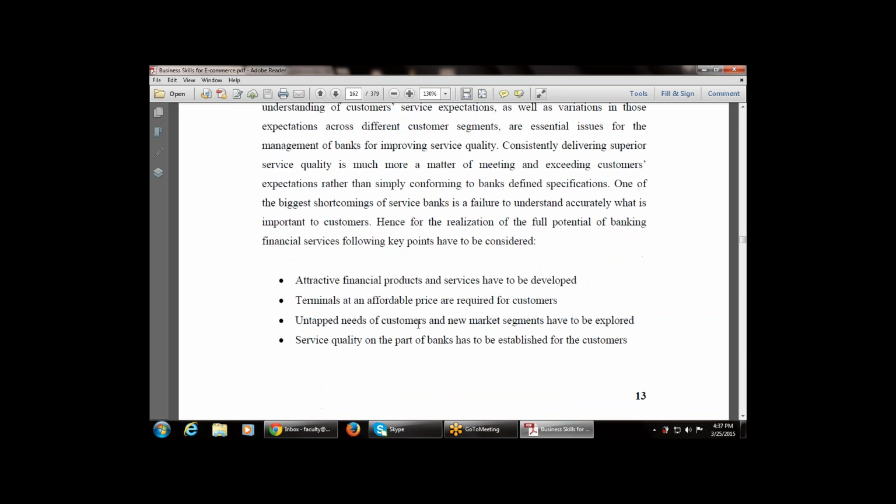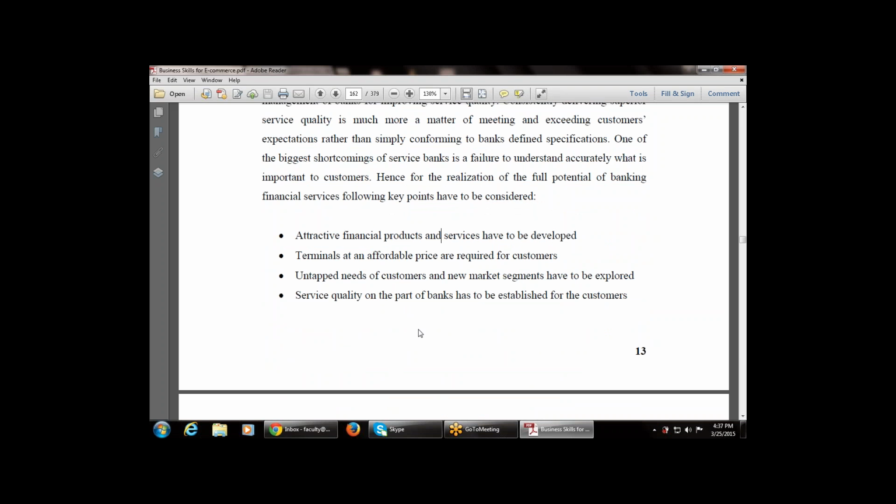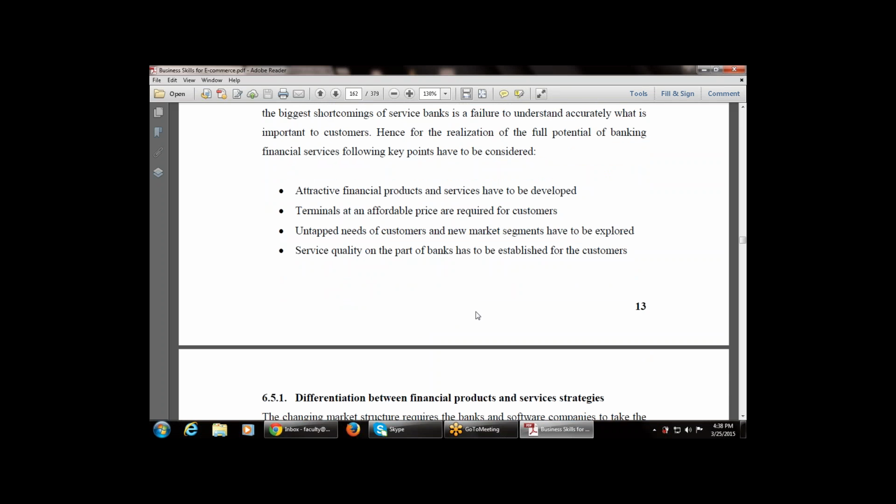Then terminals at an affordable price are required for customers. That is, the terminals, meaning the endpoints, should also be available to customers at an affordable price. Then the untapped needs of customers and new market segments have to be explored in the case of online banking. Then service quality on the part of banks has to be established for the customers.